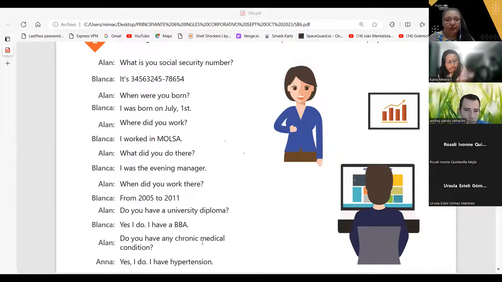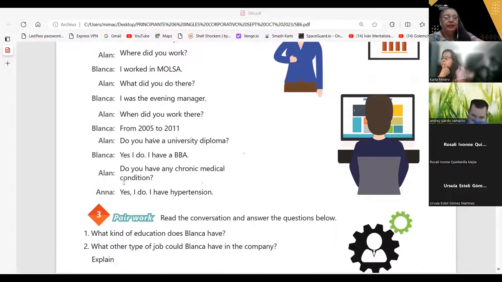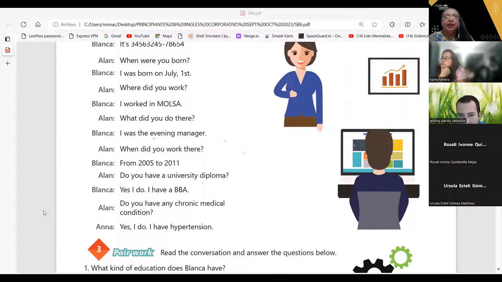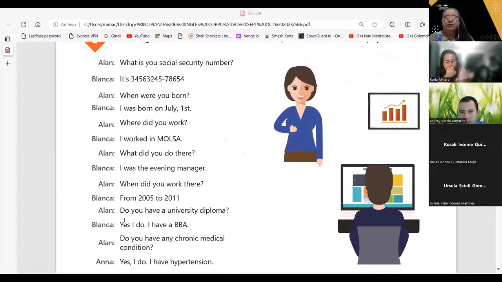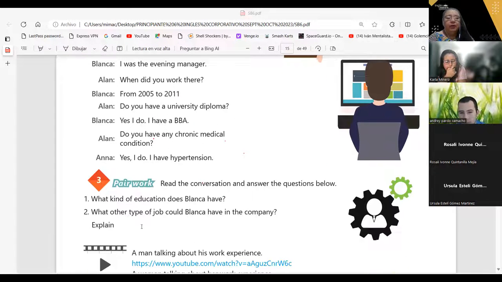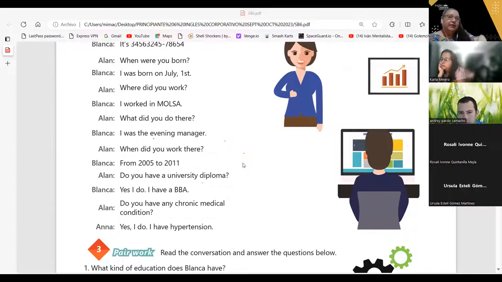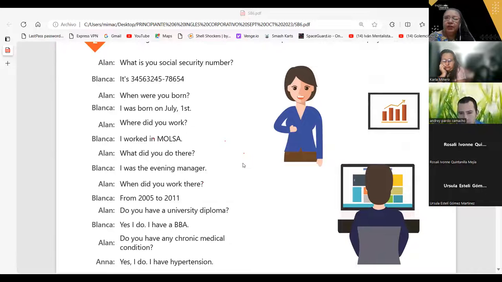About the conversation? No? Okay, listen, you are going to practice this conversation two times. The first time as it is. The second time, you switch roles as your two classmates did. When you finish that, you're going to read the conversation and answer these questions. What kind of education does Blanca have? What other type of job could Blanca have in the company? You have to explain, based on her experience, what you think could be a good job position for her in the company. You're going to discuss as a group, and later we're going to discuss it here in the breakout rooms. Are the instructions clear?